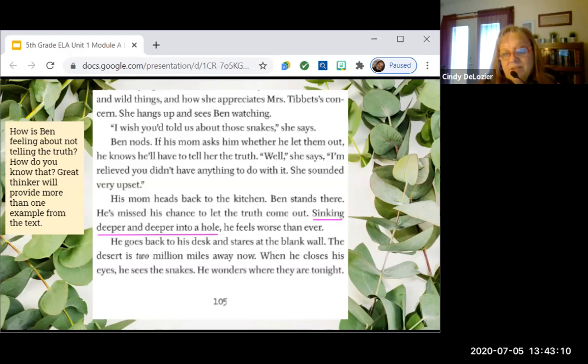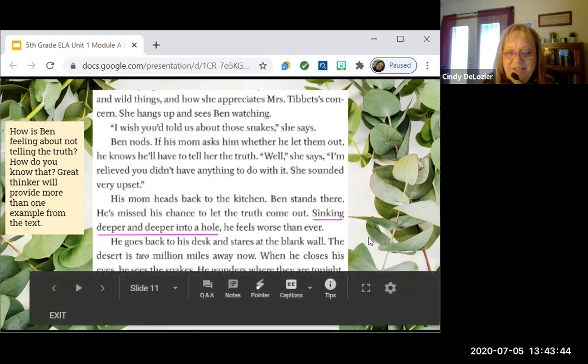Did you notice I underlined a phrase? It says, "sinking deeper and deeper into a hole." What does that phrase mean? Is Ben actually down in a hole? It is figurative language. It's an idiom. It is a phrase that should not be taken literally, but provides Ben's feeling, how he feels. There was some more figurative language on this page. Do you know which one it is? Find it? Write it down. Let's go on.